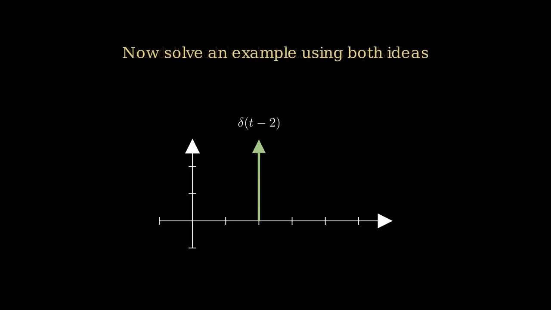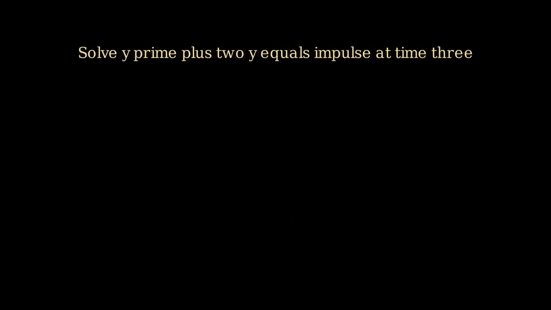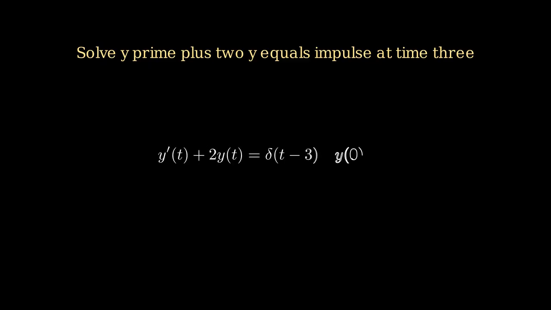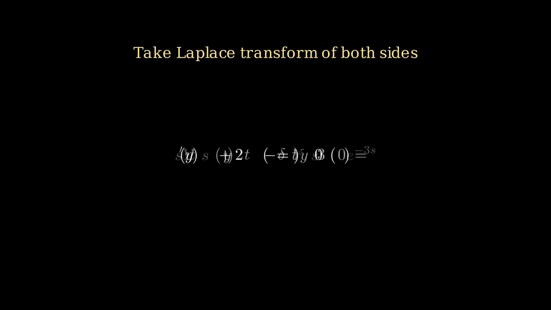Now let's solve an example using both of these ideas together. We want to solve y' + 2y = δ(t − 3), with the initial condition y(0) = 0. Taking the Laplace transform of both sides and using the fact that the transform of an impulse at time 3 is e^(−3s), we get an equation for capital Y(s).